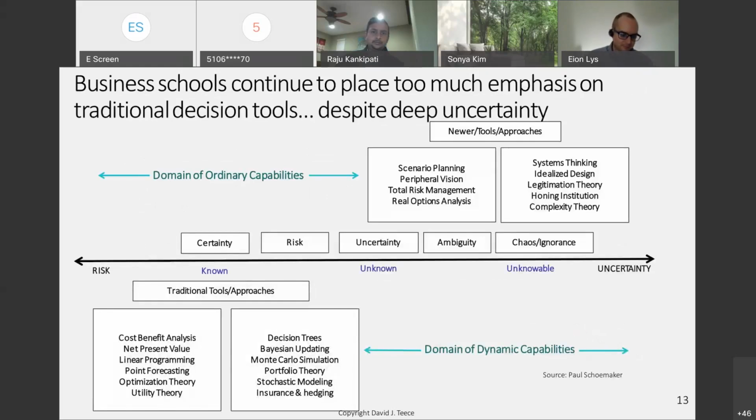So here we go. Here's a spectrum ranging from risk on the left to uncertainty on the right. Now, just to be clear, with risk, you can put a probability on it. So things like earthquakes, things like recessions, that's not uncertainty. That's risk. When there's a probability distribution that you can put on something because it's been seen before, that's risk. On the far right is uncertainty. You can't buy insurance for uncertainty. You can only buy insurance for risk.